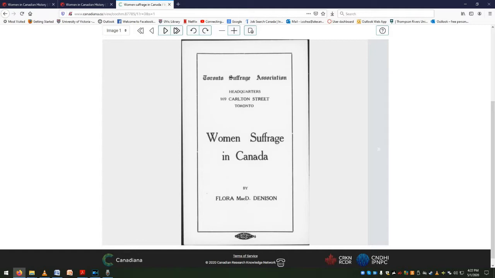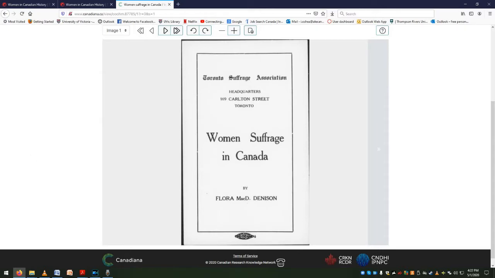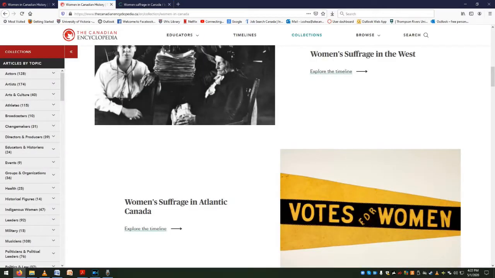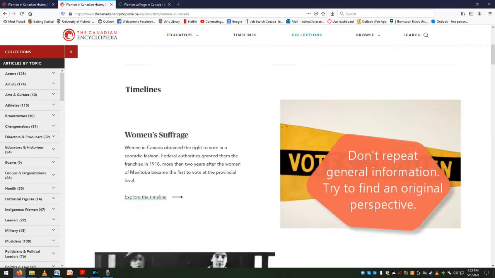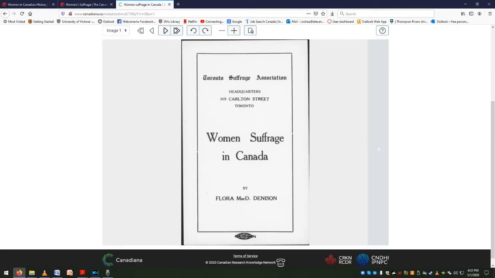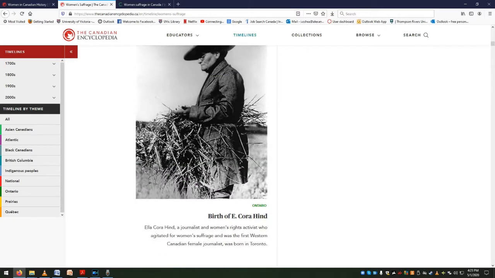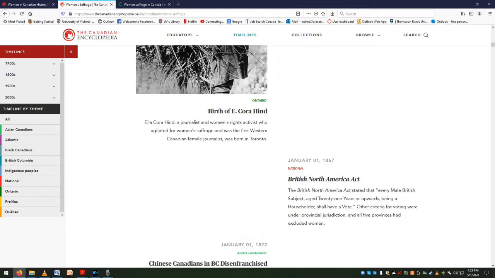If you were going to write your document analysis on this piece, you would want to think about why McDennison's writings can help us understand something special or underappreciated about the suffrage movement. Don't go to a source like this and simply repeat the general history of women's suffrage, right? Doing a document analysis is about explaining why this one piece can give us something that is not possible by just running through the standard list of facts and interesting things.